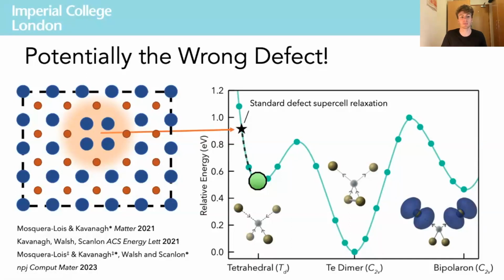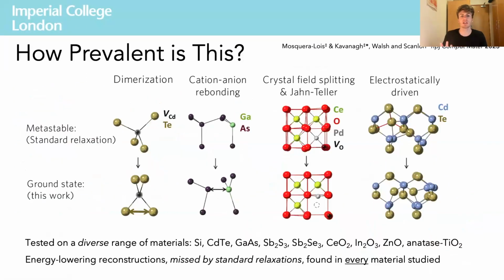So when initially looking at this issue, we applied our structure searching method to a wide and diverse range of materials and their defects listed here. And we found this behavior to occur for defects in every material we looked at, where you get energy lowering reconstructions that are missed by the standard defect modeling procedure I just described, with a variety of underlying physical driving factors.